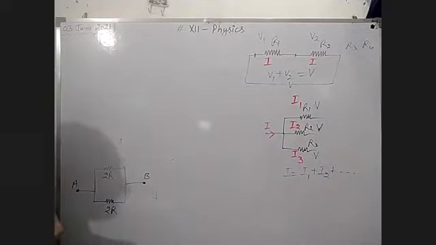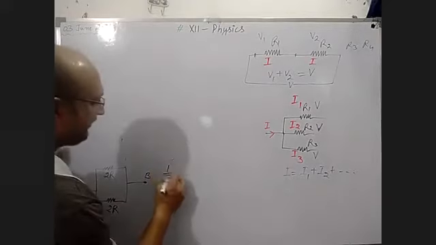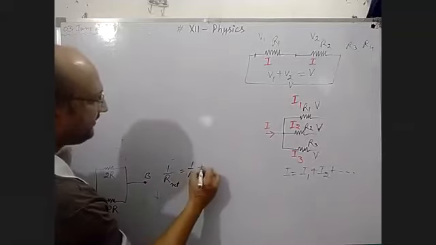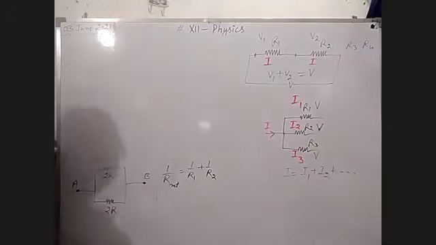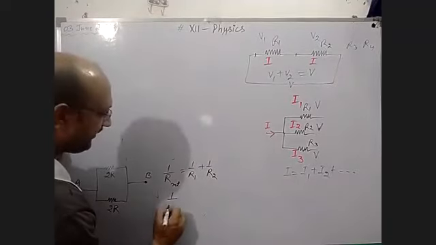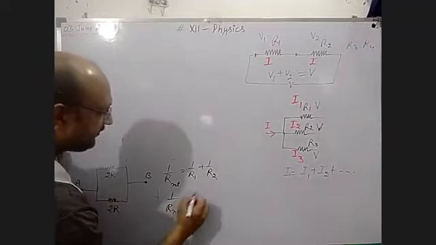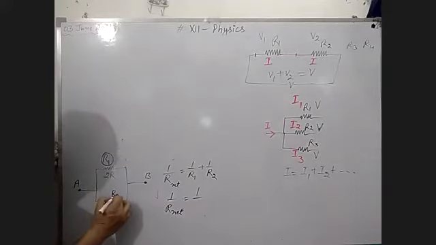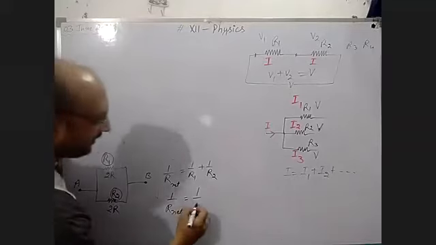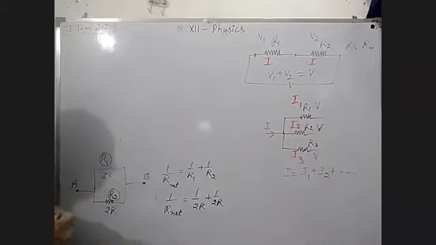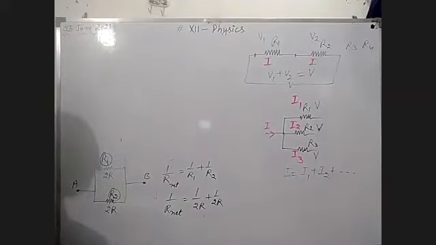You can calculate this thing. How? By taking the formula 1 upon R net is equal to 1 upon R1 plus 1 upon R2. Now 1 upon R net is equal to, what is the value of R1? Suppose this is R1 and this is R2. Now 1 upon 2R plus 1 upon 2R. In this way, you have to take this value.